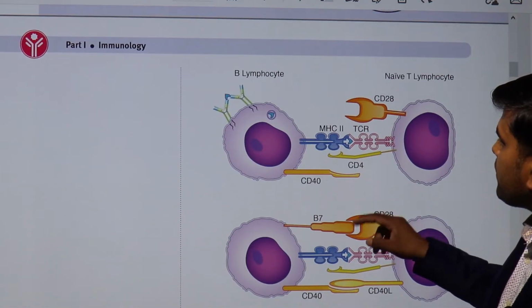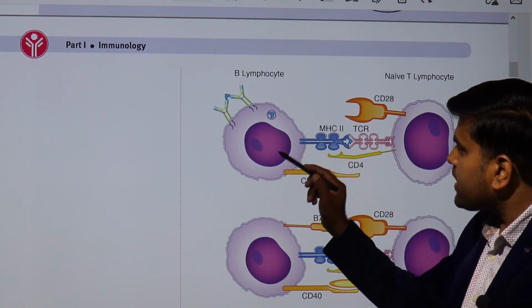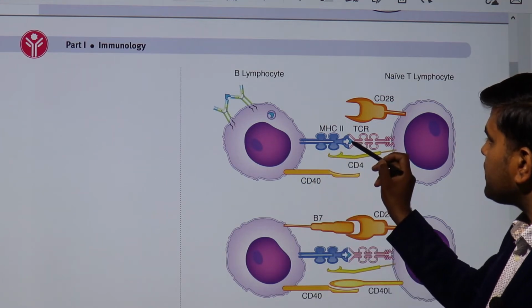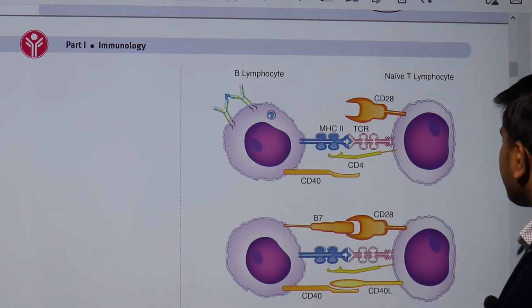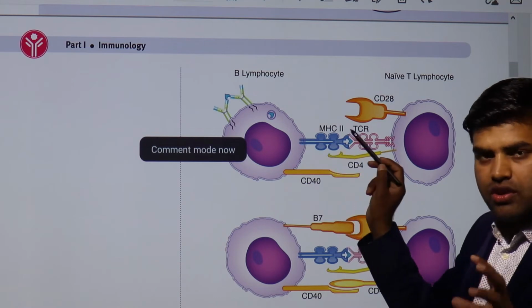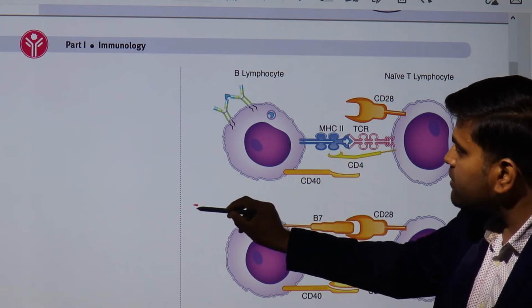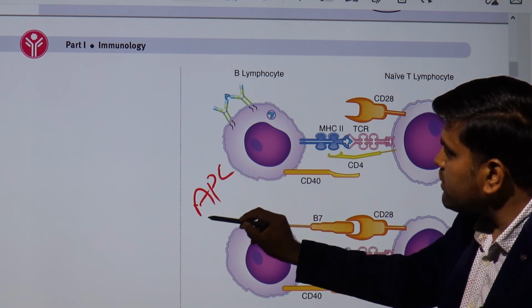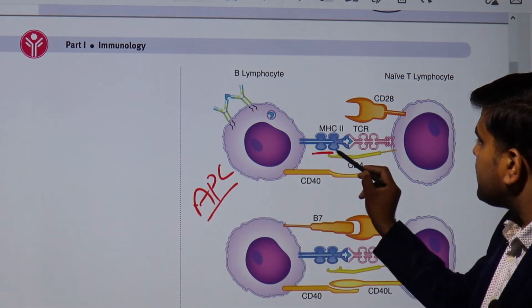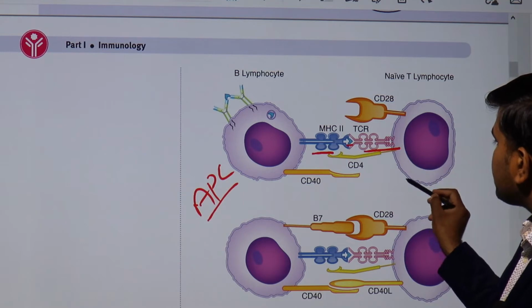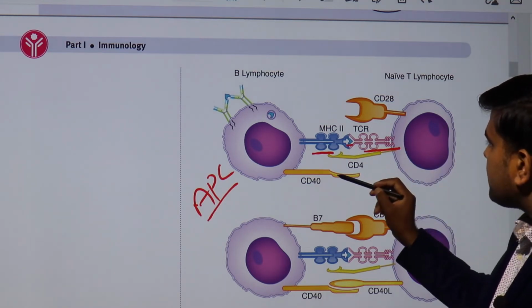So you can easily see over here, this is the lymphocyte, this is acting as the antigen presenting cell that will present this antigen. So this is the B lymphocyte. You don't think about the plasma cell now. You first think this is the antigen presenting cell as well. So this antigen presenting cell is presenting this antigen to the T cell receptor, that is the naive T cell.